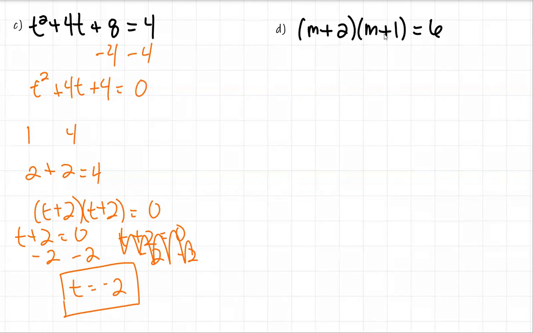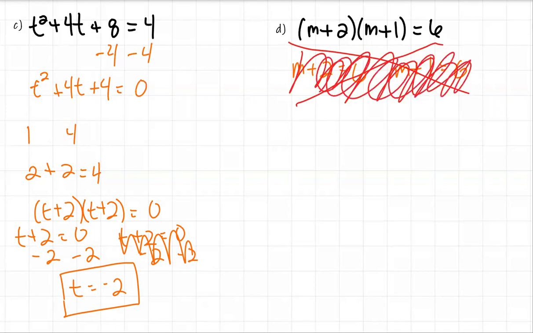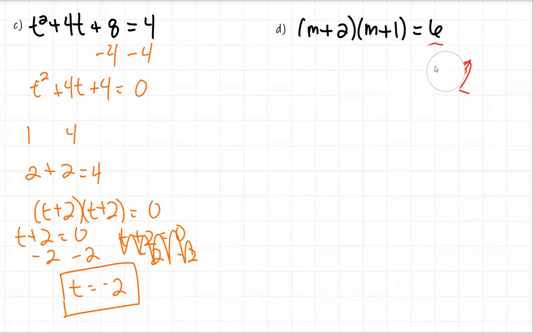Okay, m plus 2 times m plus 1 equals 6. Now everybody's going to make the mistake here of saying, oh okay, well then it's already factored, so m plus 2 equals 6 and m plus 1 equals 6. And I'm here to tell you that that is a big fat no-no, right? Evil. I'm going to erase it. I'm not even going to leave it in red X because it's such an abomination.